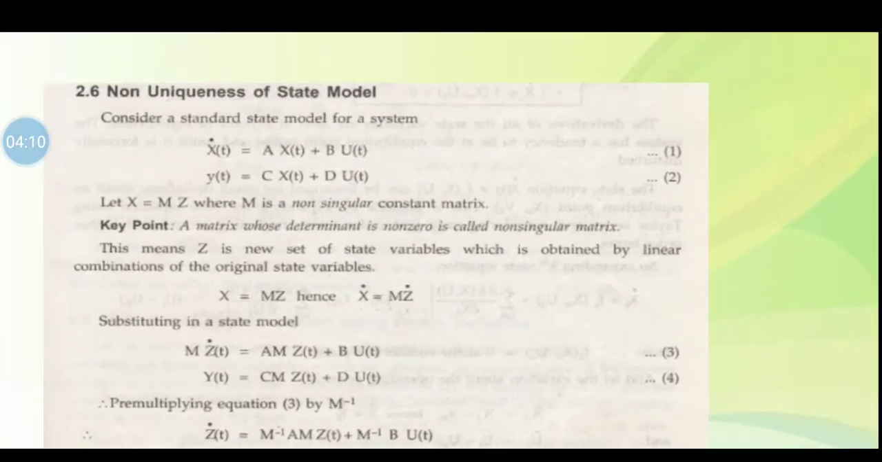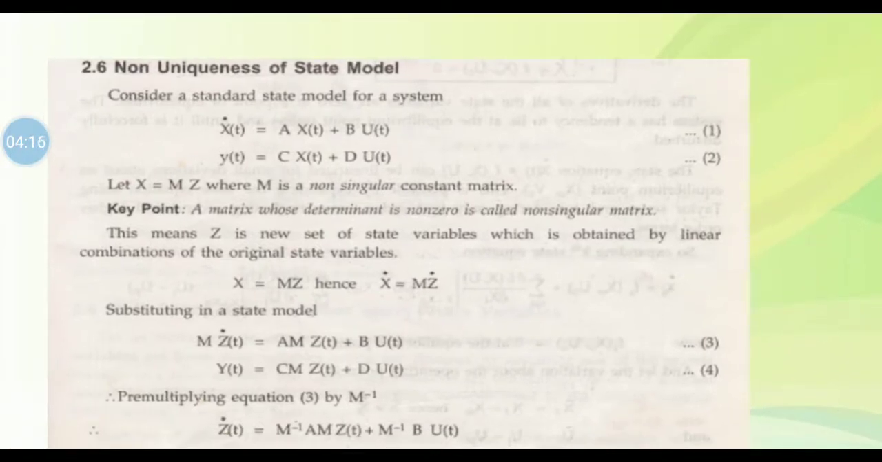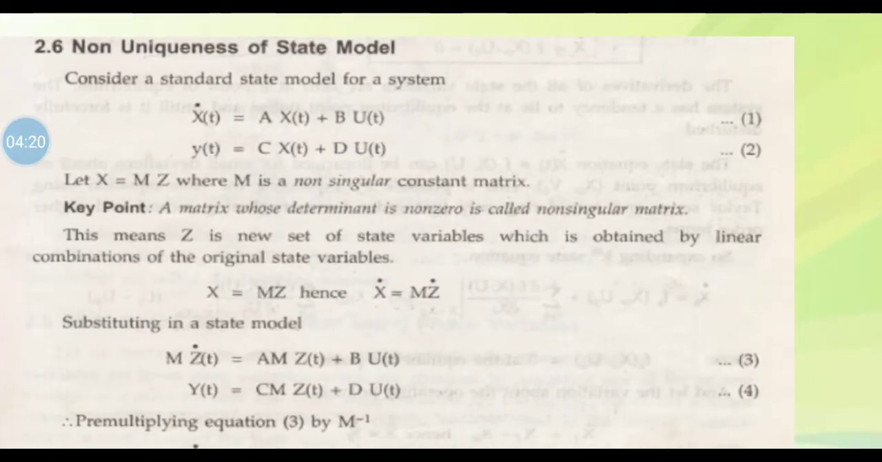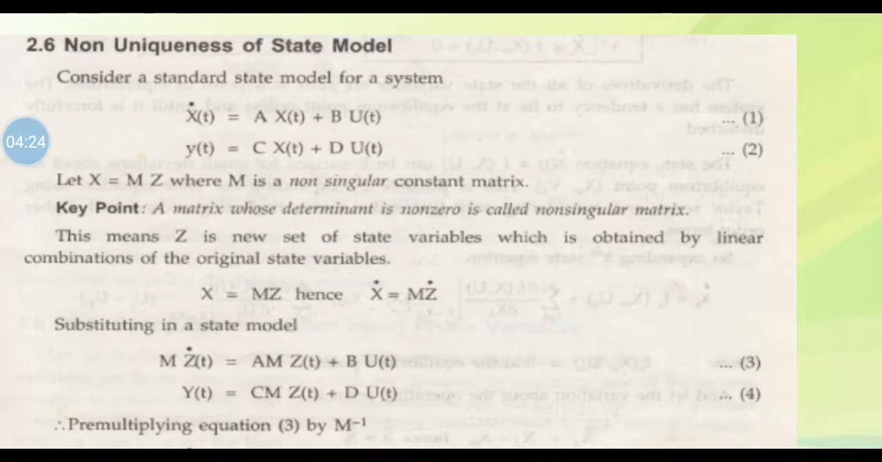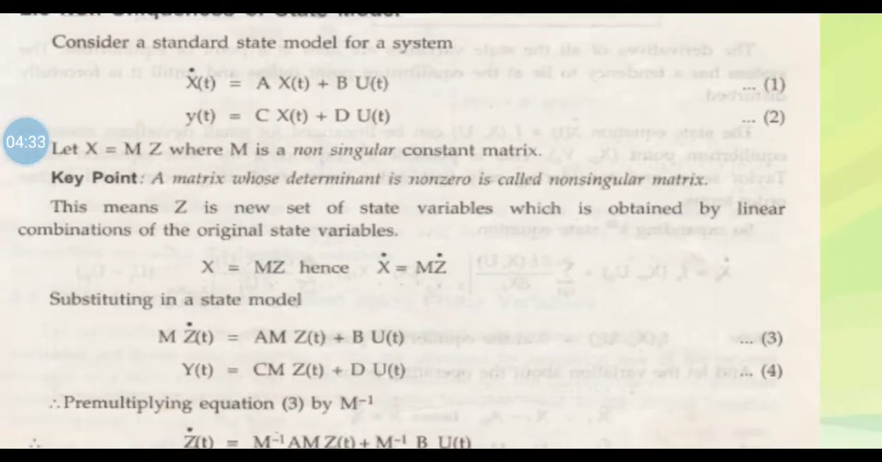Next we will go for non-uniqueness of the state model. So what is this non-uniqueness of the state model? We will consider a standard state model for a system, which is given by x dot t is equal to ax of t plus bu of t, y of t is cx of t plus du of t. Let x is equal to mz, where m is a non-singular constant matrix.